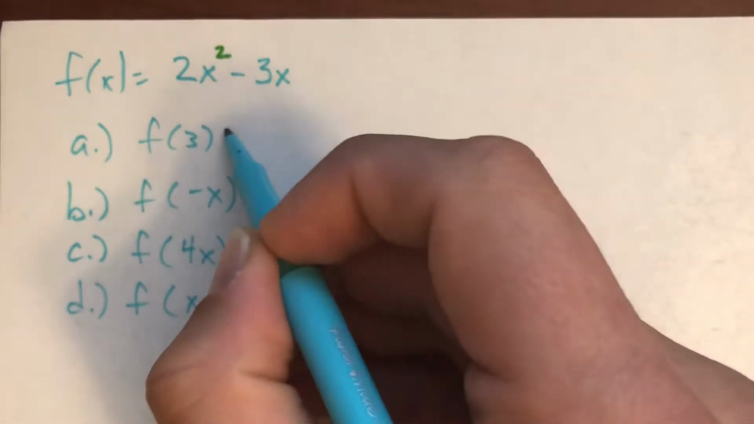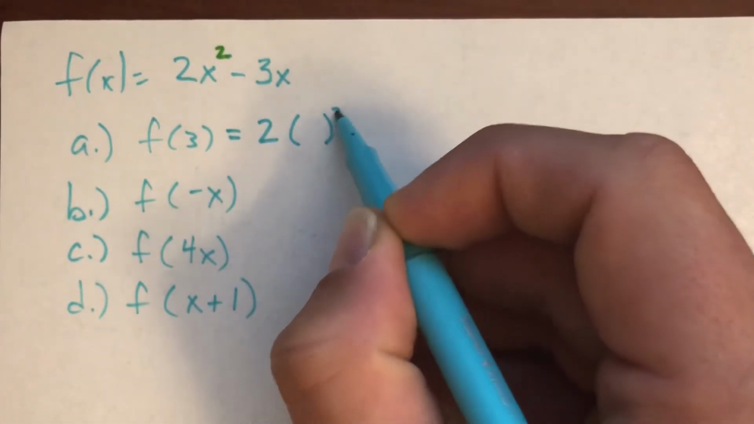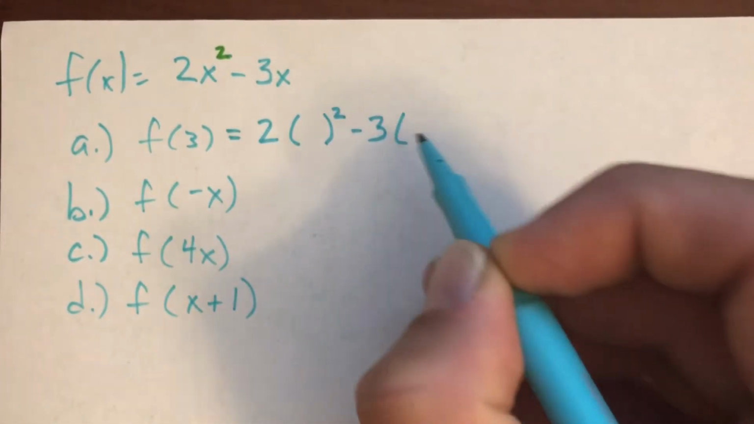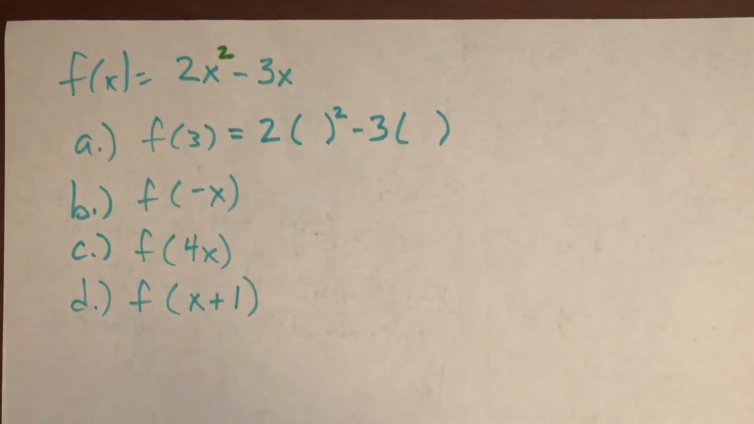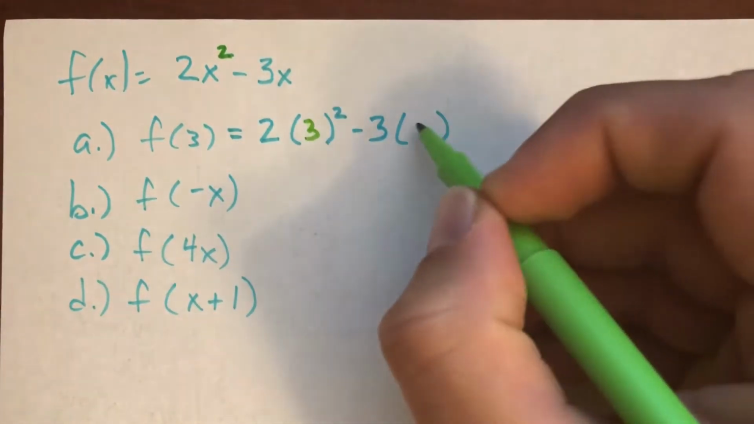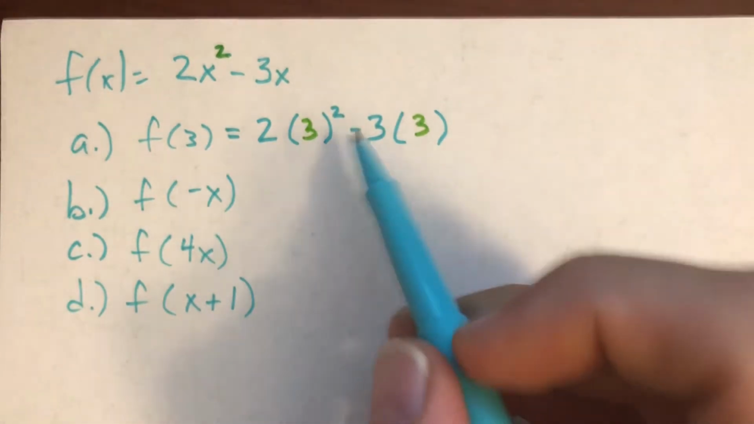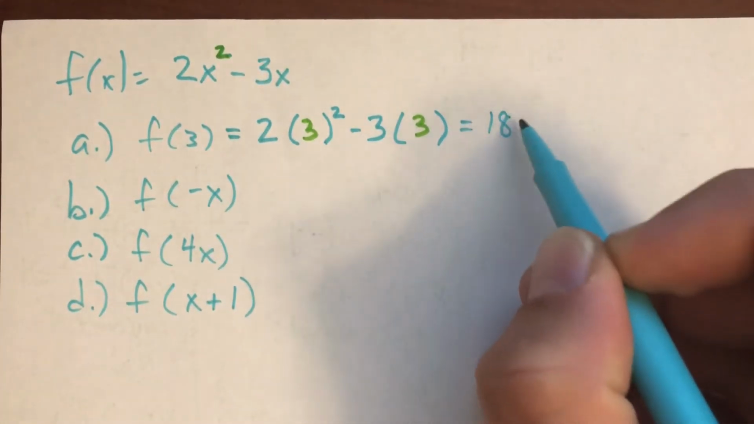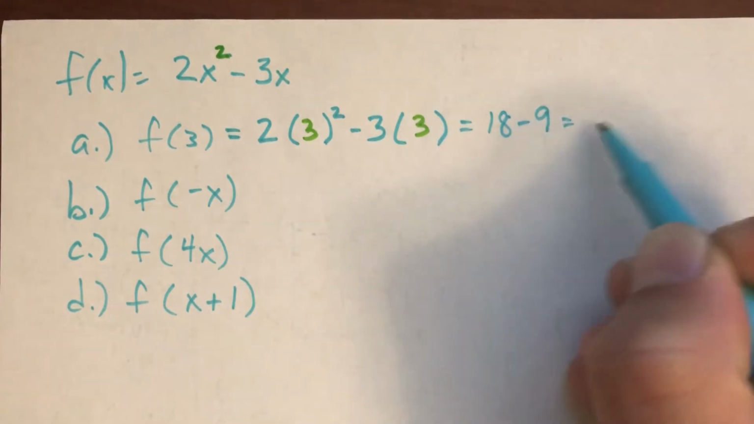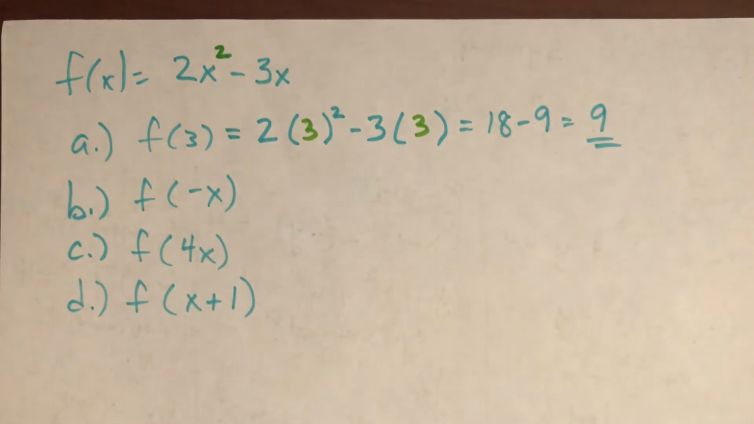So for this one, I'm going to take that 3, and I'm going to put it everywhere I see x. I'm just going to use a different color here real quick. So we got 2 times 3 squared minus 3 times 3. Okay, we can evaluate this pretty quickly. 3 squared is 9, times 2 is 18, minus 3 times 3 is 9, so we get 9. So we can say f of 3 is 9.